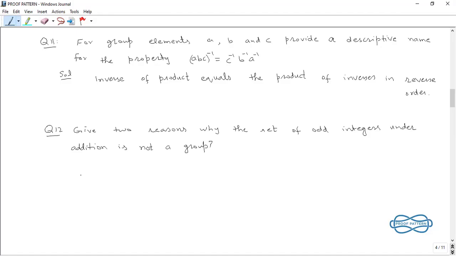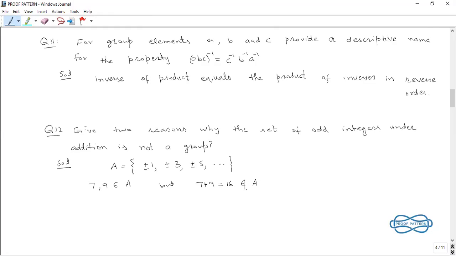Next question, number 12. Give two reasons why the set of odd integers under addition is not a group. Let A be the set of all odd integers: plus minus 1, plus minus 3, plus minus 5, and so on. We see that 7 and 9 belong to A, but 7 plus 9, which is 16, is an even integer that does not belong to A.